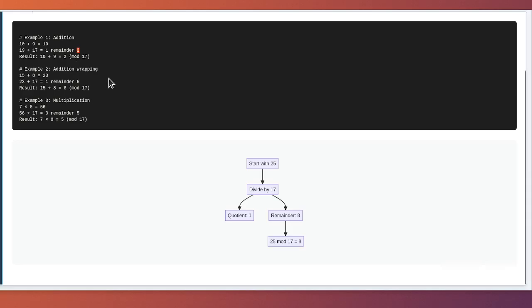Multiplication works the same way. If we multiply 7 times 8, we get 56. Then 56 modulo 17 equals 5, because 56 divided by 17 equals 3 with remainder 5. The beauty of modular arithmetic is that results always stay in a small range, from 0 to 16 in our case. This makes calculations manageable and creates the mathematical properties needed for cryptography.